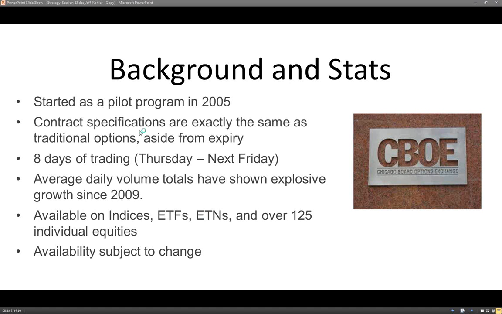They got more and more active as years went on, but what's great about these is that the contract specifications are exactly the same as traditional options, aside from the expiry. So for everybody thinking that the weekly options are something different, that they're unique, and that, well, I can't touch them because they're different, in reality, they're not. The only thing different is how they expire.